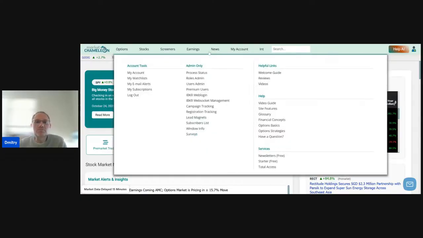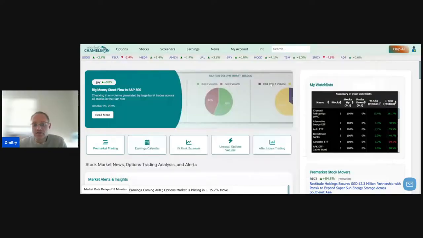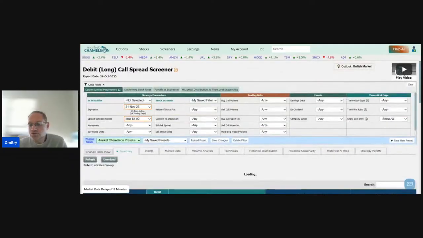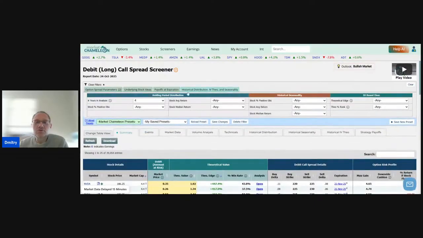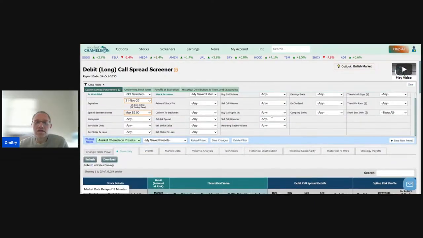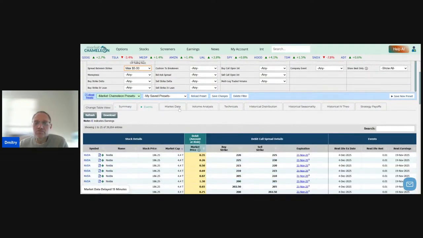Up top, you see the main menu under screeners. We're going to go to bull call spreads. Click on that, and that will take us to our call spread screener. You can see we have these filters up top with different tabs for our filters, and then we have the data elements below. These also have different tabs.